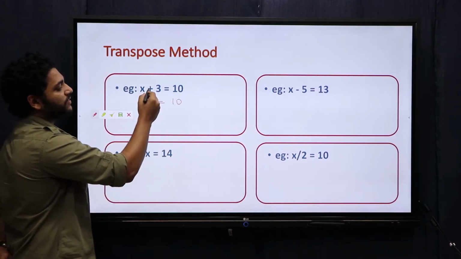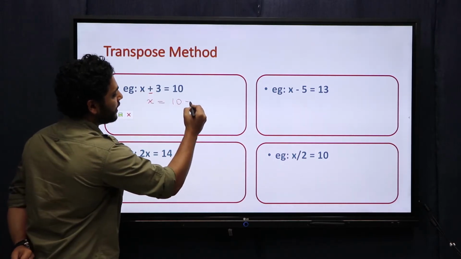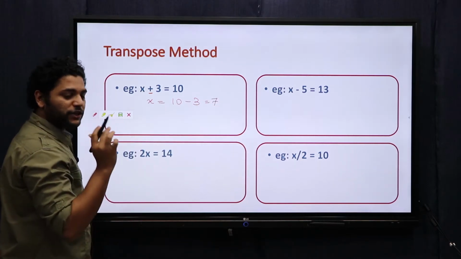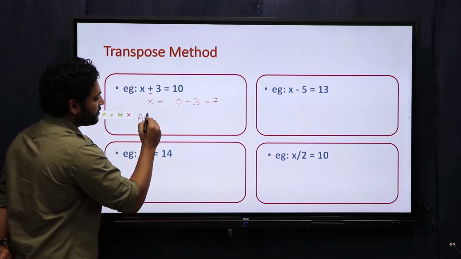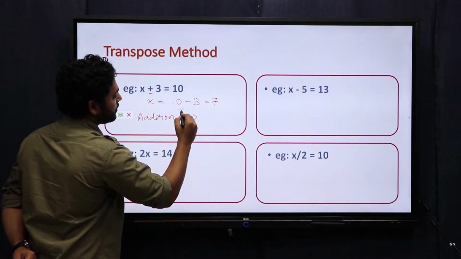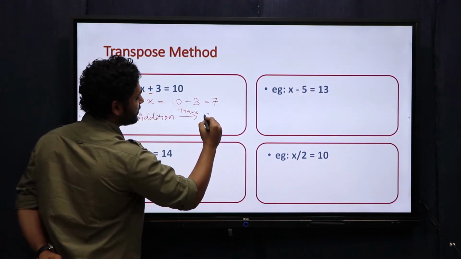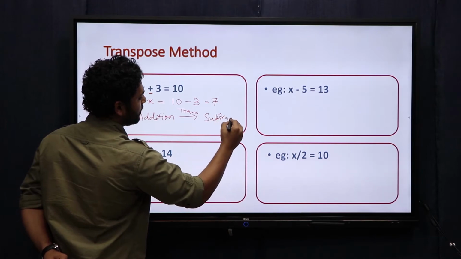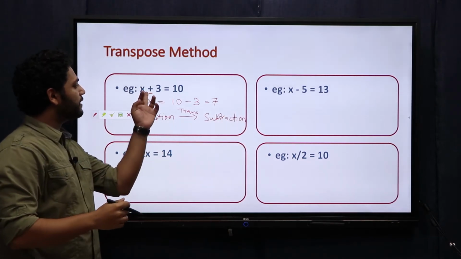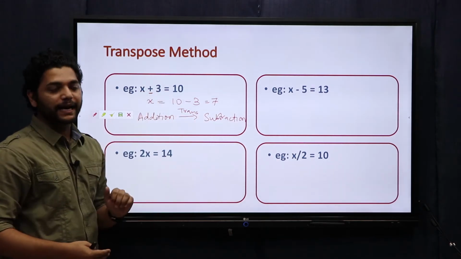What is the reverse of plus? The plus sign, when it goes here, it becomes minus. So I can write it minus 3 equal to 7. So in short, what is happening? Addition sign when transposed becomes subtraction. Understood? It's simply the plus sign. When I am shifting it from one side to the other, it becomes negative.